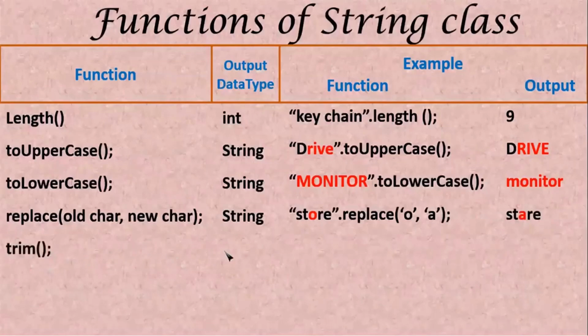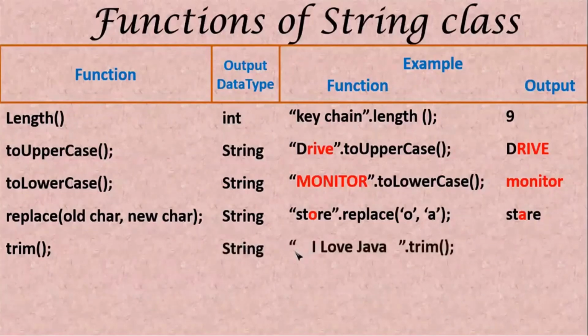Next, trim of. Here the output data type again is string type. For example, I have given some space, I love Java, then again some more space. What it does, it will cut all the extra spaces before and after the string. So that means it starts from I and then it ends with A. The extra space before and after the string is going to be trimmed.